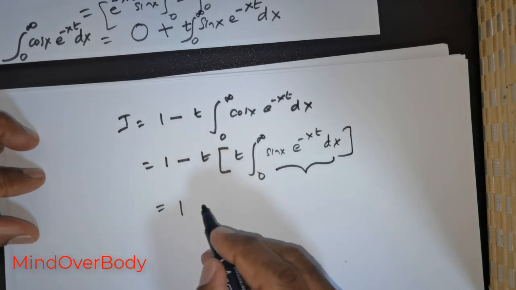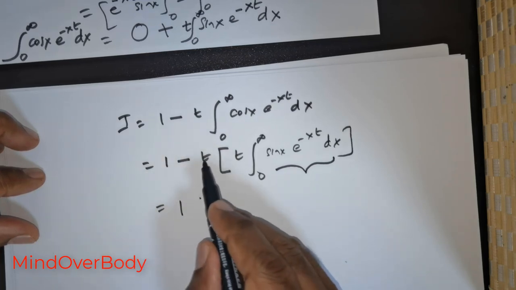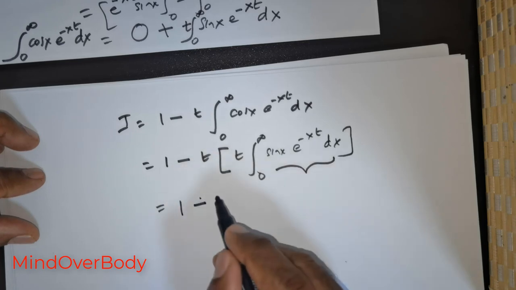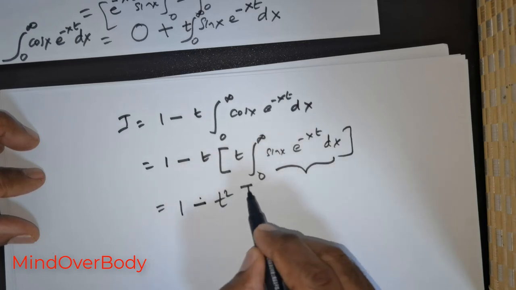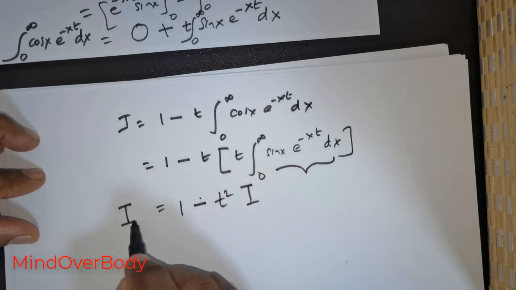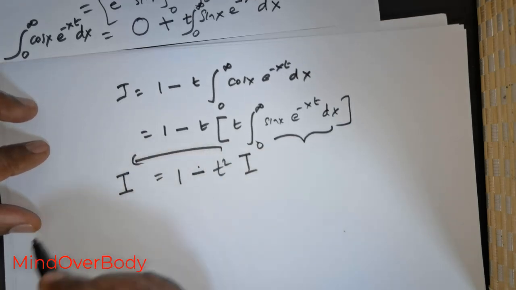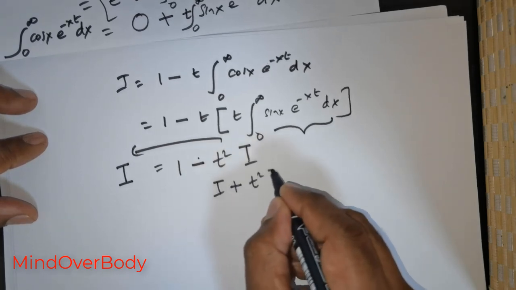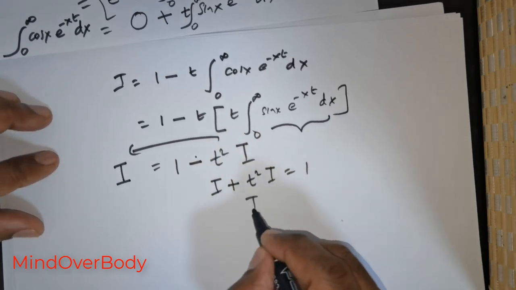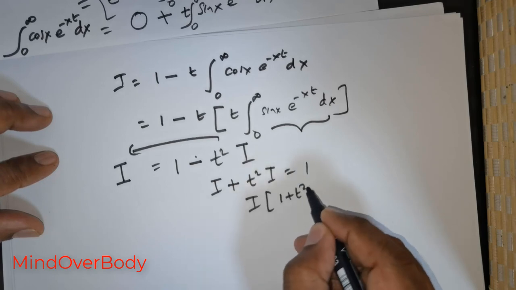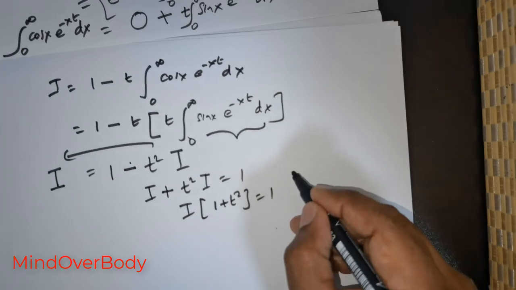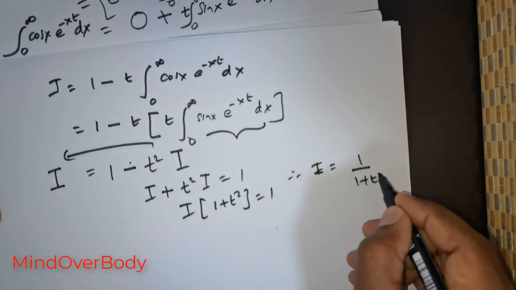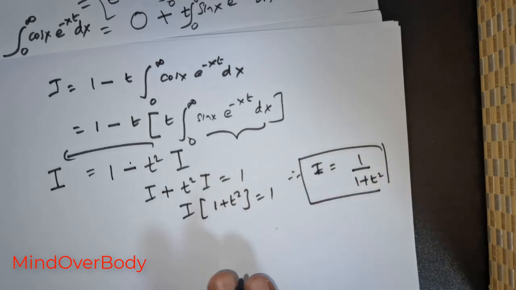So 1 minus, negative negative, I should say, t gives us t squared, negative into positive will be negative. So this is t squared times I. What do you have on the left? You have I. You move this to the left, so you get I plus t squared times I is equal to 1. Take I out, you get 1 plus t squared times I is equal to 1. Therefore, I is equal to 1 over 1 plus t squared. So this is the value for I.